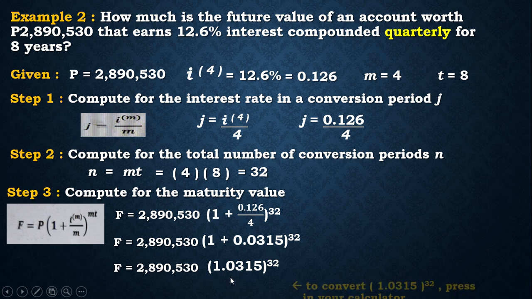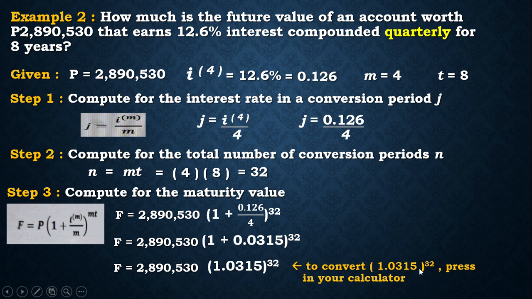Paano po siya i-convert? To convert 1.0315 raised to 32 with exponent of 32, press in your calculator the following. Una, yung 1.0315, pindutin lang po natin sa calculator. Sumunod, yung symbol na ganito, x raised to y, yung may exponent na y. Sa calculator, hanapin po natin yan. And then, 32. And then, equal sign. So, ito po mga dapat pindutin para ma-convert po natin itong part na to. Kasi yun po yung next step natin. Halimbawa, na-convert na natin ito.